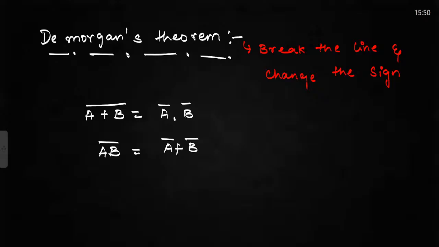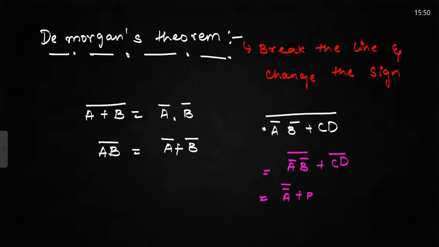Now let us find for this one: A bar B bar plus CD whole bar. Now apply De Morgan's theorem for this equation. First we need to break the line, so A bar B bar, plus CD bar. Now again break the line and change the sign here. You will get A bar plus C bar plus D bar.